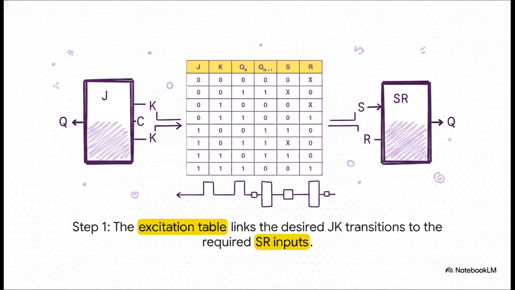Now for the tricky part. For the last 2 columns, we have to ask ourselves, to get from Qn to Qn plus 1, what inputs S and R do I need to give to the SR flip-flop that I have? We fill those in using the SR flip-flop's excitation table.